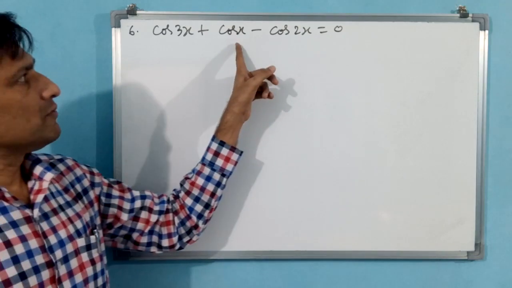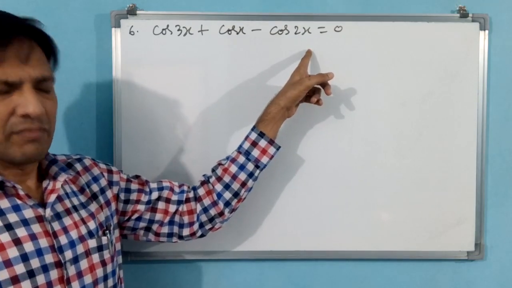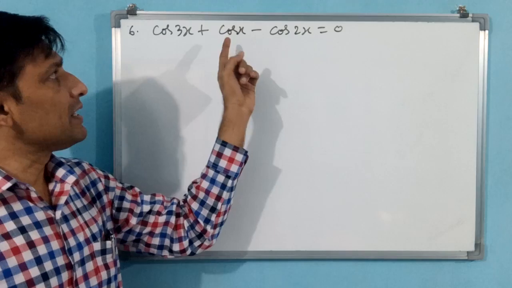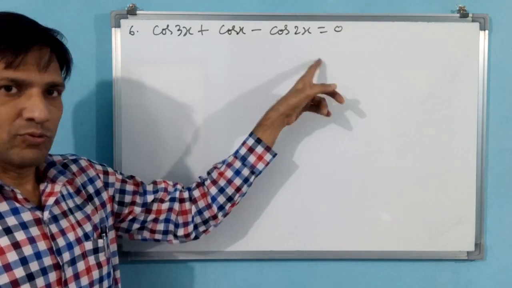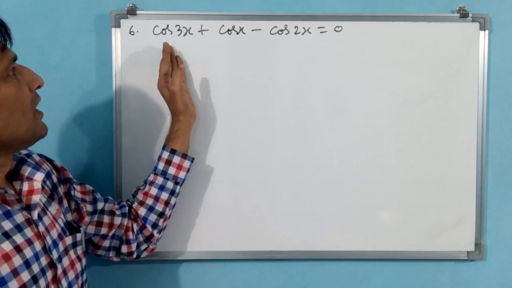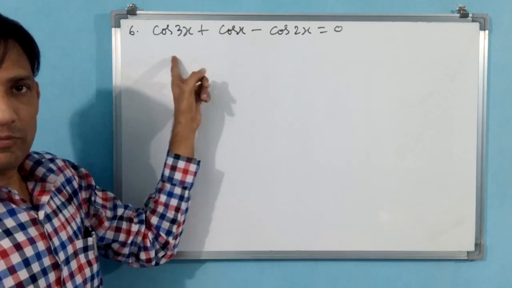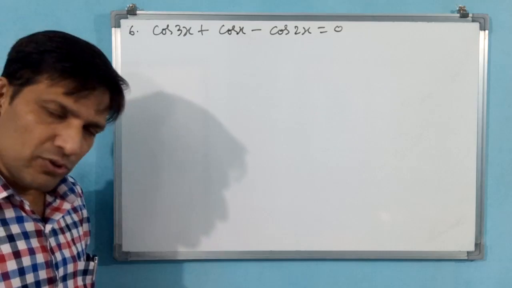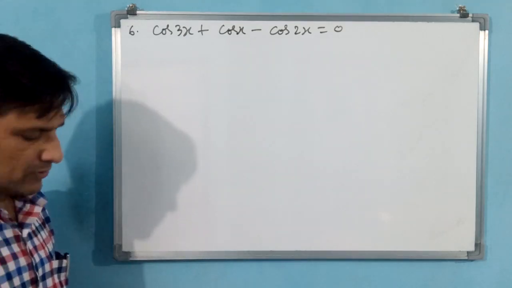Then another option is 1 plus 3. Actually minus is there, but even then I am telling 1 plus 3. 1 plus 2, 3. 3 by 2 is also 1.5. That is not going to give any possibility. You have only option 3 plus 1. That means cos 3x plus cos x only you have to take. Okay. Let us take that only.